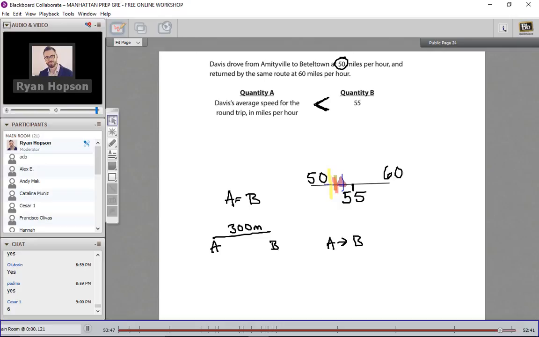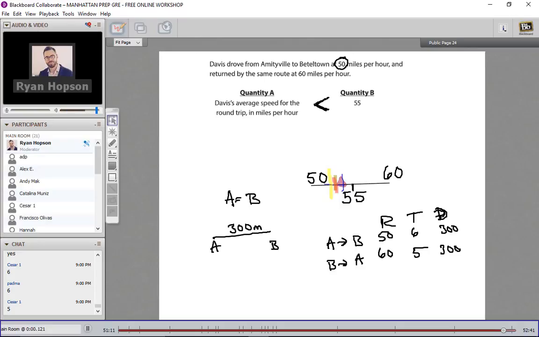Good. Rate times time equals distance. Our distance was 300. Our rate was 50, and therefore our time was 6. Okay? What about B to A? How many hours this time? Good. Our distance is still 300. Our rate this time is 60, and so our time must be 5.